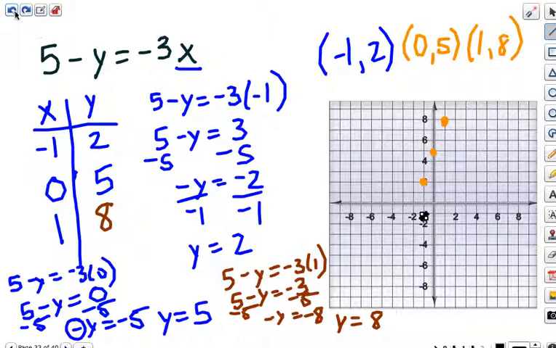I tried drawing the line and it did not operate. One more time here. And you can see that we have our line here.